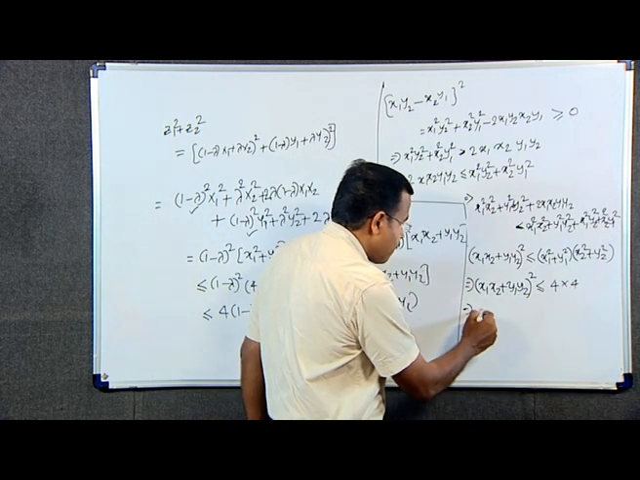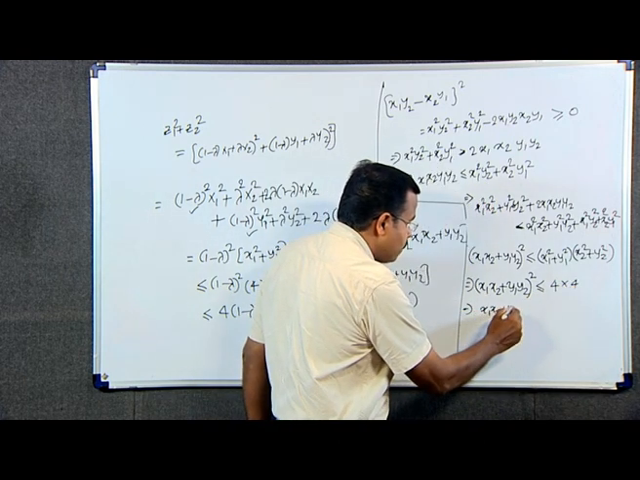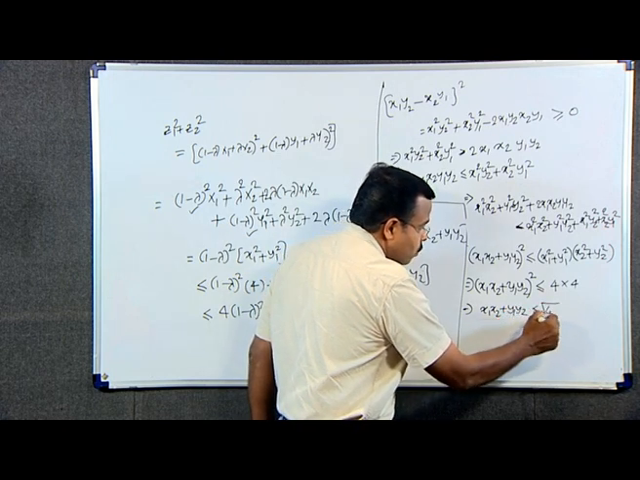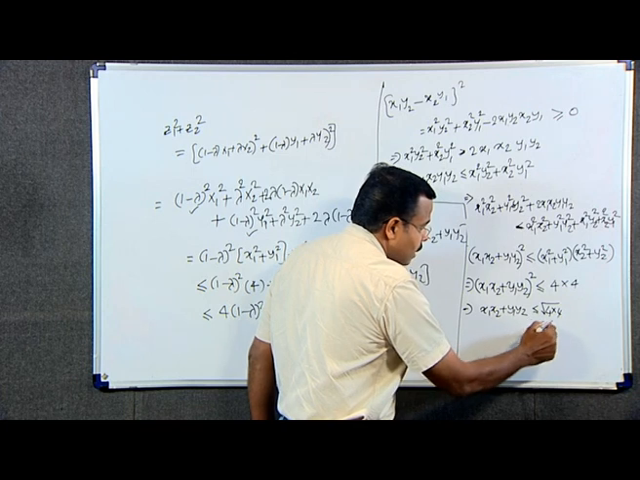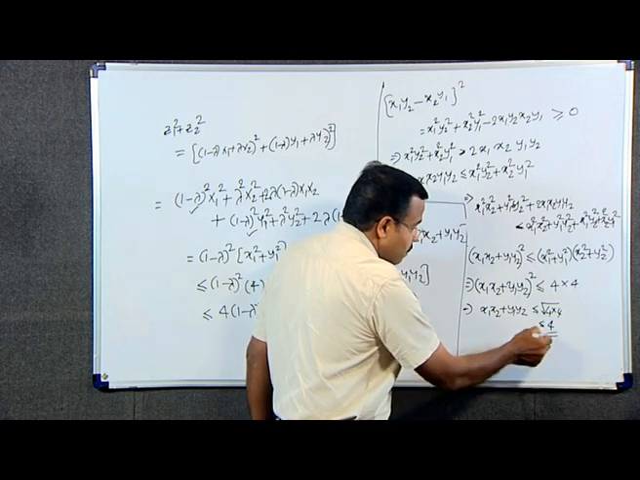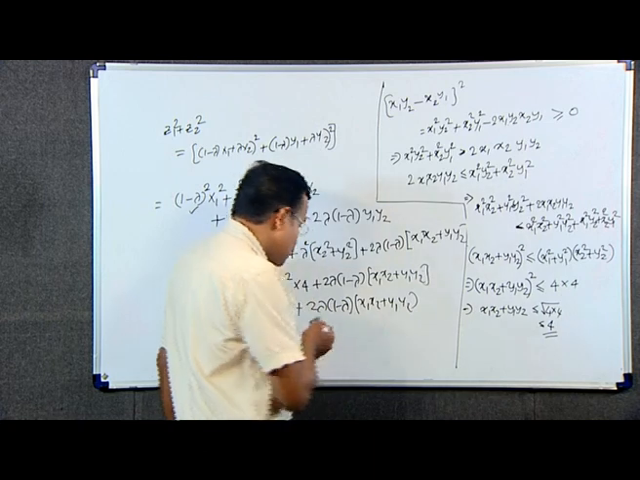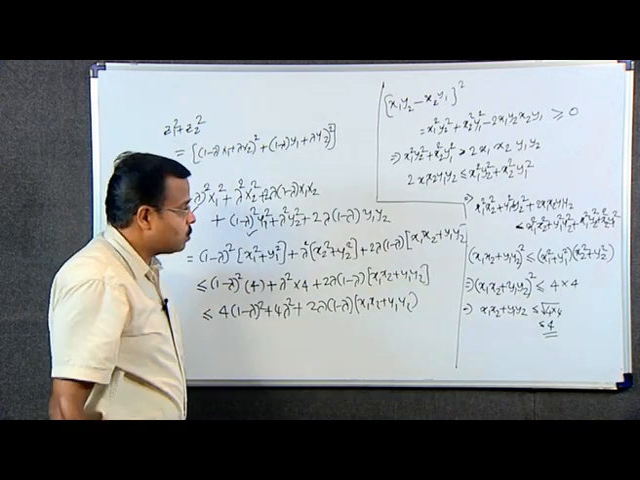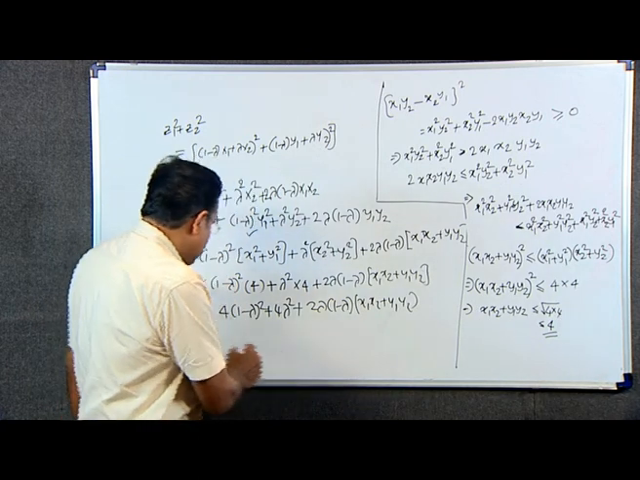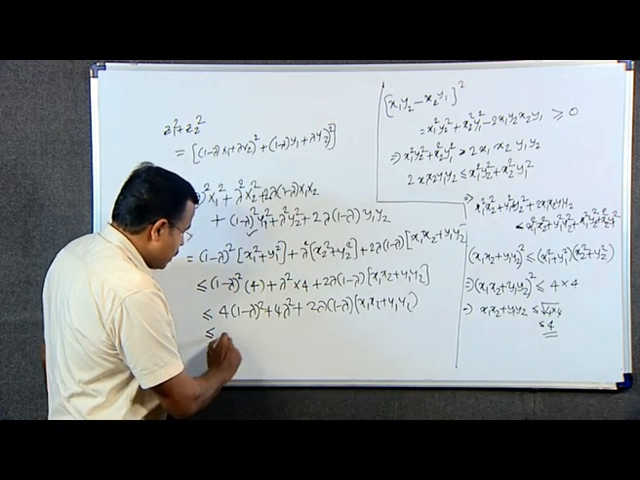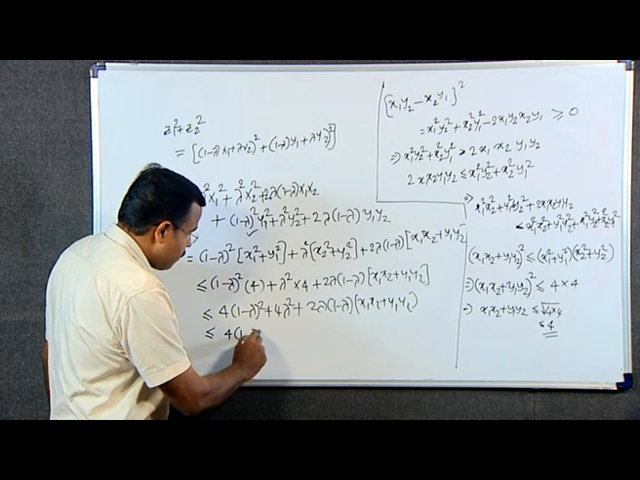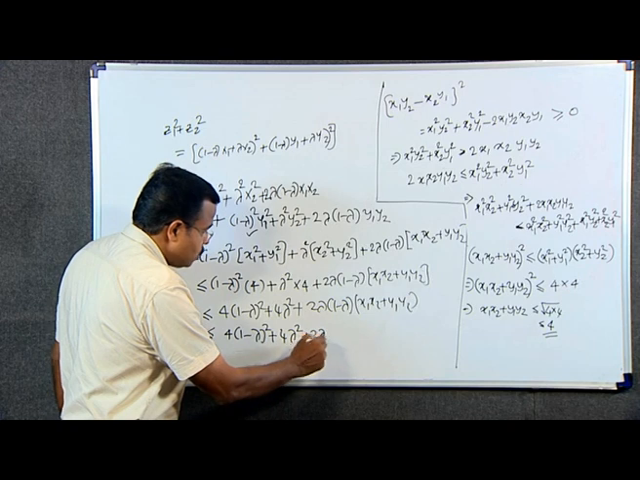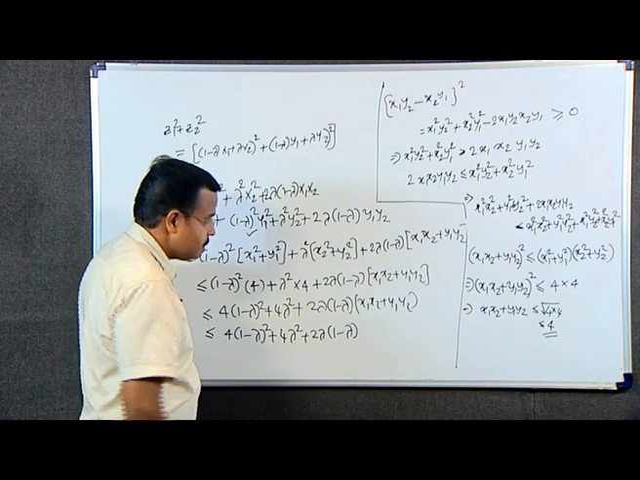This implies x1 x2 plus y1 y2 is less than or equal to square root of 4 into 4, that is less than or equal to 4. So, we can make use of this result in the calculation of z1 square plus z2 square. Here we are getting this is less than or equal to 4 into (1 minus lambda) whole square plus 4 into lambda square plus 2 lambda into (1 minus lambda).